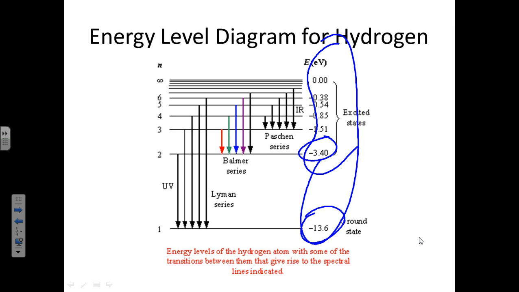The way you do it is you take the initial energy level, which is negative 3.4, and you subtract from it the final level. So it'll be negative 3.4 minus negative 13.6. So you end up with around 10, right? 10.2 would be given off.